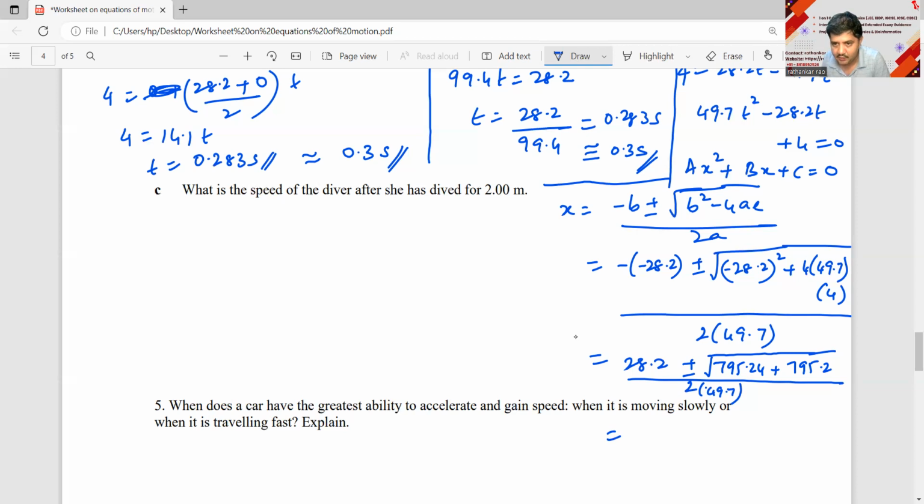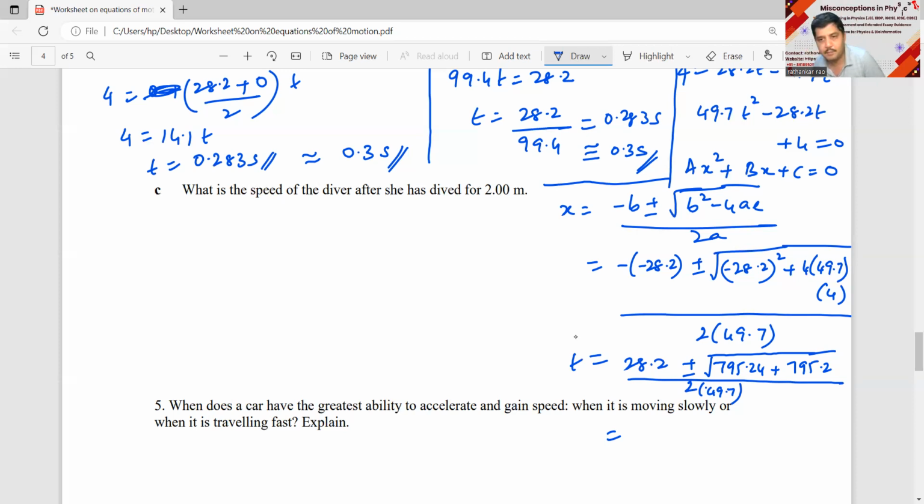See, I get two answers here, 28.2 minus this one and plus this one. I'm not going to the negative sign. The reason is because here, instead of x, we have put t here. So t cannot become negative, so there's no point in taking the negative answer. Don't take negatives.